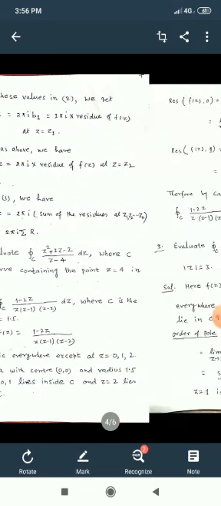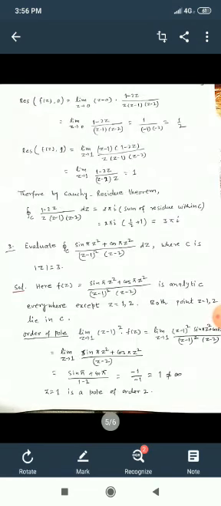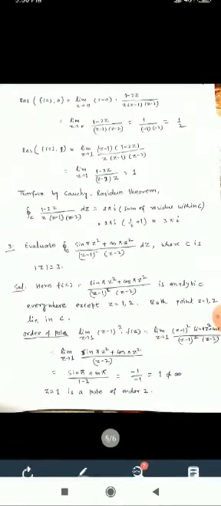Next, we evaluate the residue. Residue of f(z) at z = 0 is equal to the limit as z tends to 0 of (z - 0) into (1 - 2z) upon z(z - 1)(z - 2), which is equal to the limit as z tends to 0 of (1 - 2z) upon (z - 1)(z - 2), which is equal to 1/2.